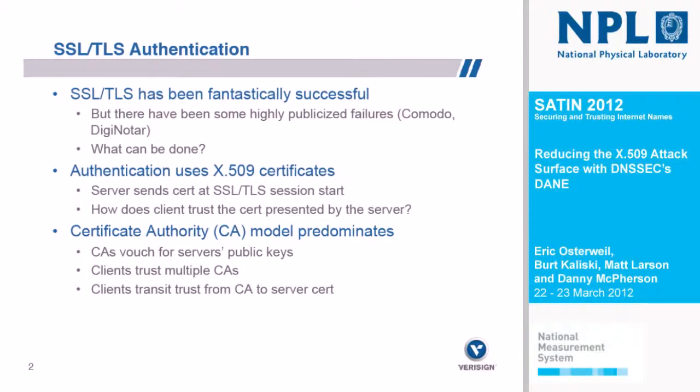So, the authentication uses X.509 certs, and the server sends the cert at the start. Of course, how do you know that the certificate that the server's sending is legitimate? That's where the certificate authorities come in. The CAs vouch for the public keys of a server. The cert basically has a statement that says, this named entity has this public key, and then the CA signs it. And if you trust the CA, and clients do trust multiple certificate authorities, then that transits the trust from your trust of the CA. Since it signs the cert, you therefore trust the contents of the cert, which says the server has this key, and you trust the server.